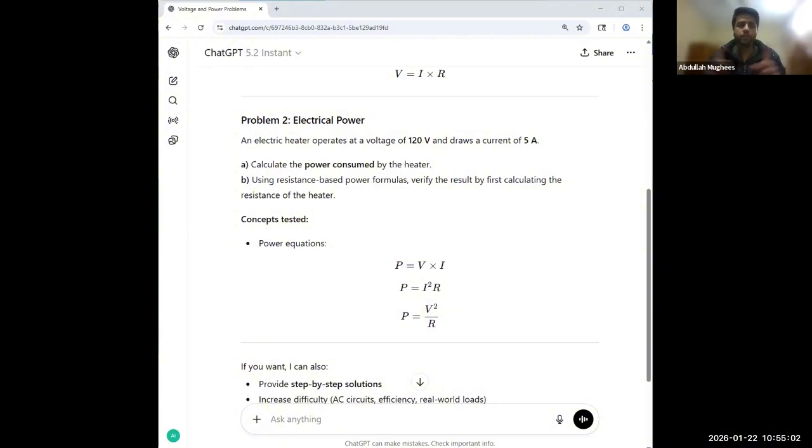It is 120 volts, so it is going to remain the same. So the current will change if the power consumption is changed. More watts means more heat.